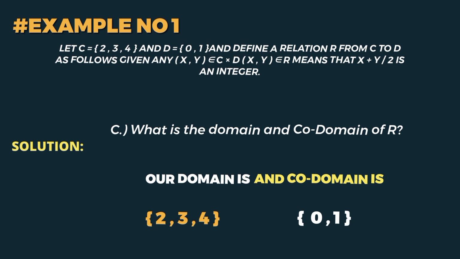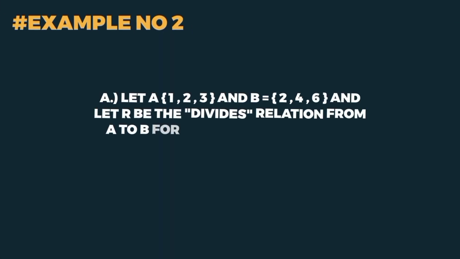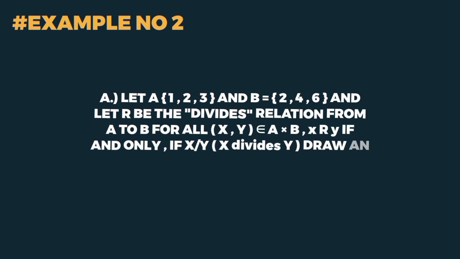So here we have another example. Let A equal the set {1, 2, 3} and B equal the set {2, 4, 6}. And let R be the divides relation from A to B. For all ordered pairs (X, Y) in A cross B, X is related to Y if and only if X divides Y. Draw an arrow diagram for R.